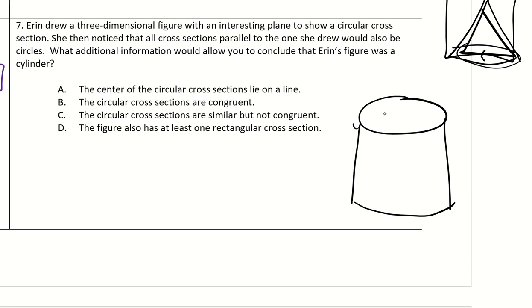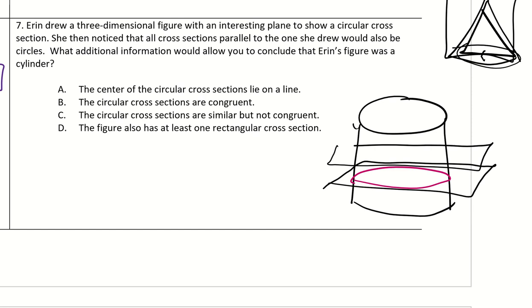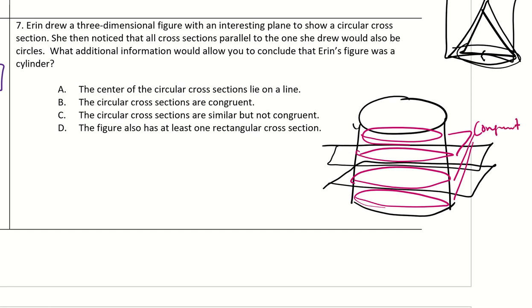So basically what we're saying is that if I were to slice it there, I get a circle. If I were to slice it another way parallel, I would also get a circle. And notice that if I keep slicing it, I get a bunch of circles. If I keep making slices parallel to this, I'm going to get a bunch of circles. And these circles are congruent, right? They're the same shape.